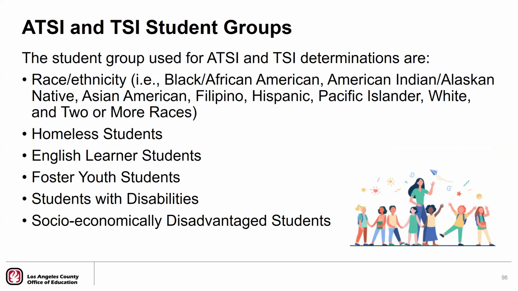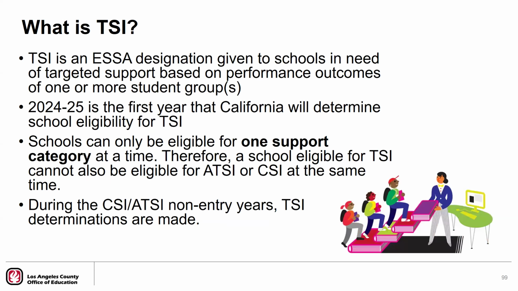This slide provides the student groups that are used for both TSI and ATSI determination. LTELs are not among the student groups because they are not yet included in the ESSA state plan. In the upcoming slides, we will give some information regarding TSI, since it is new this year. Let's go over exactly what TSI is. TSI is an ESSA designation given to schools in need of targeted assistance based on performance outcomes of one or more student group.